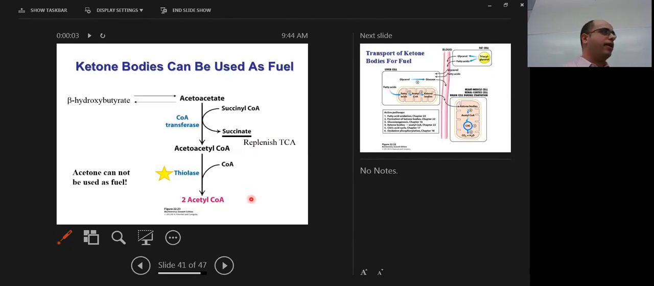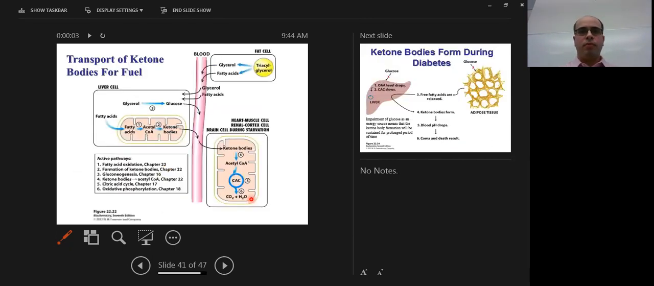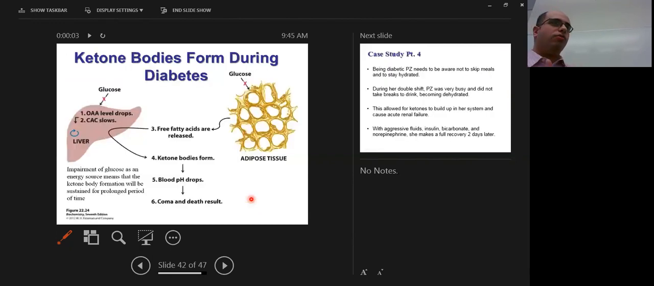The idea is that we're not having too much of a net loss and that we can get back what we initially invested. So when conditions are right, everything's going to go forward. Everyone will get energy again. Everyone will be happy. Ketone bodies also will form during diabetes.